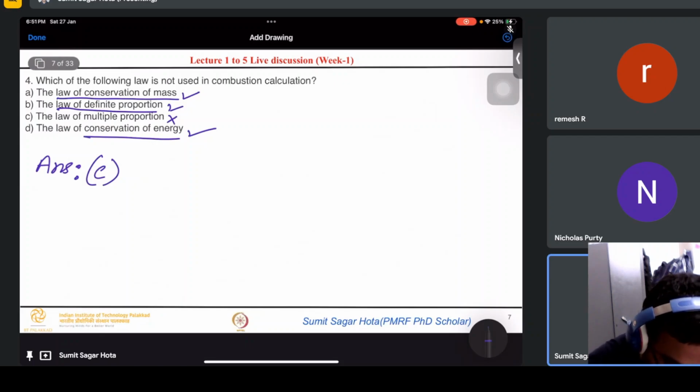But this multiple proportion is also a law. That's the reason this tricky question was set. In combustion we don't use it. There is a multiple proportion law, but it is not used in combustion. Maybe in other fields we can use it. Obviously, other laws you will study anyway, but this law you are not going to study in your combustion syllabus. So you should know what exactly this multiple proportion law tells us.